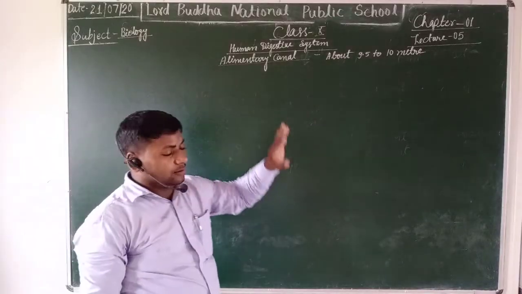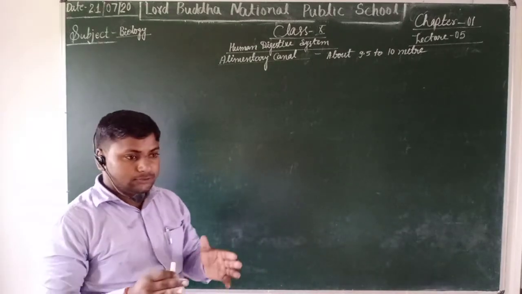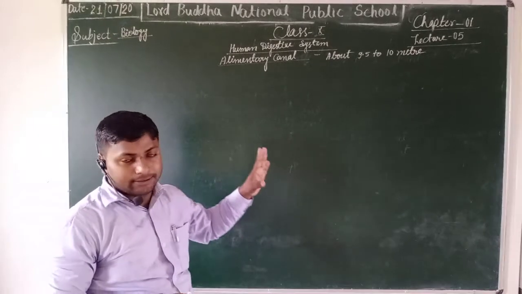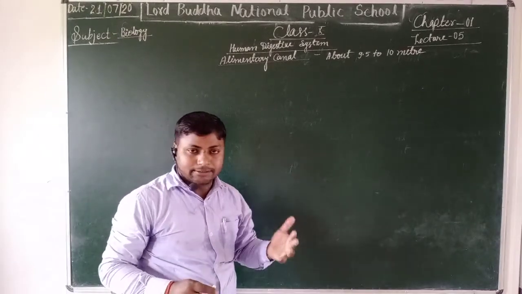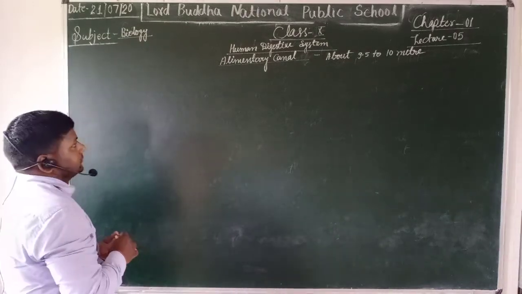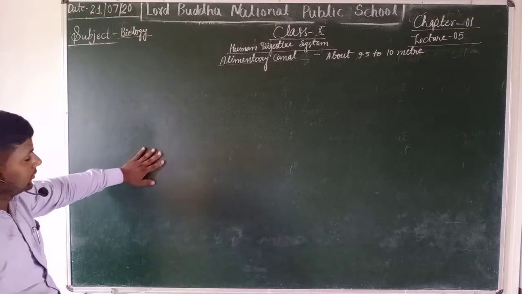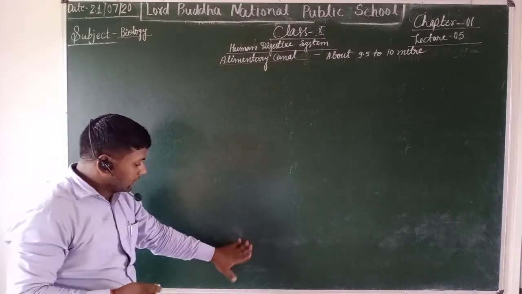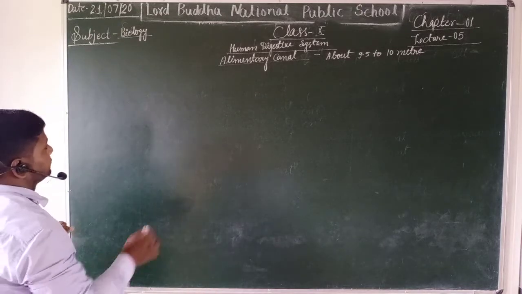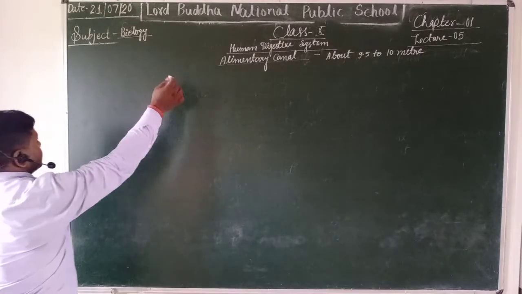The alimentary canal mainly consists of two parts. First, the digestive tract, and next, the associated digestive glands. Then, students, here I will draw the diagram of the digestive tract as well as the associated digestive glands.